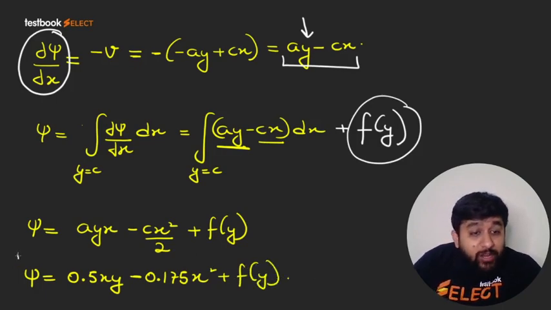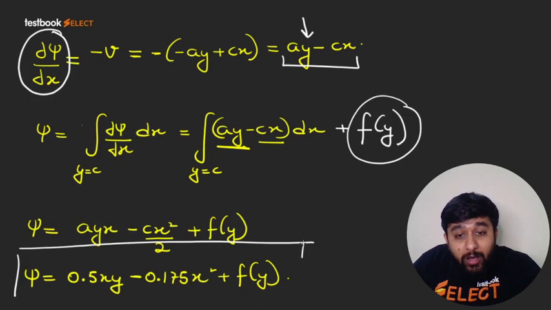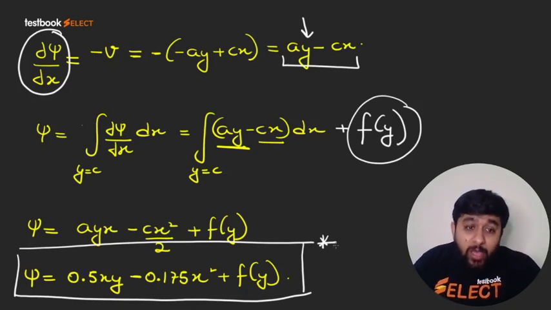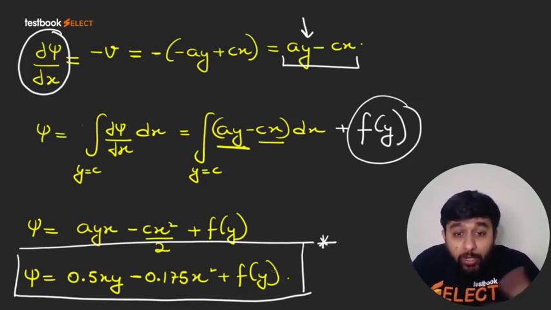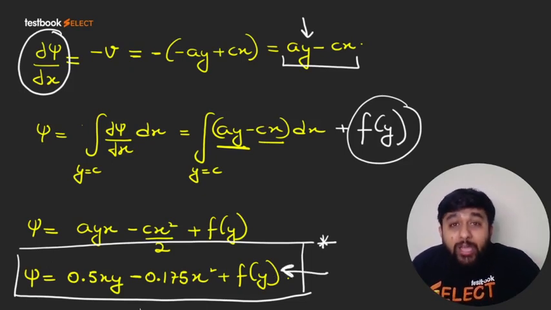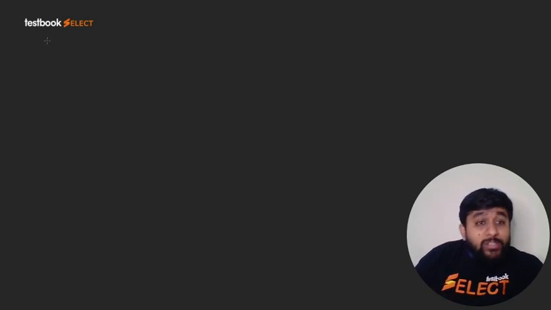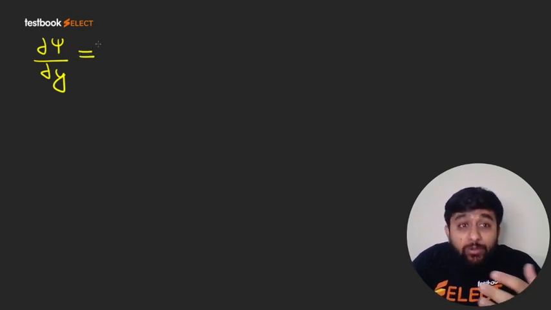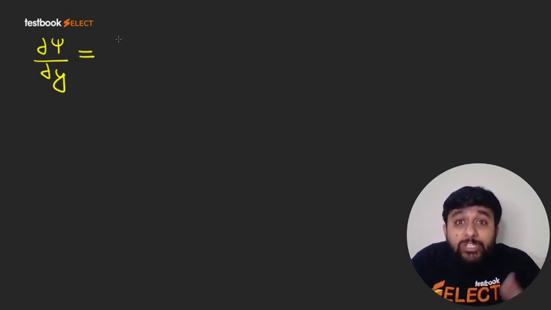So this is what we are getting from the definition that partial derivative of psi with respect to x is negative of y component of velocity. But in this equation, we do not know what this pure function of y is. So let me go to the second equation. What is the second equation? Second equation says if you take partial derivative of psi with respect to y, you will get positive x component of velocity.